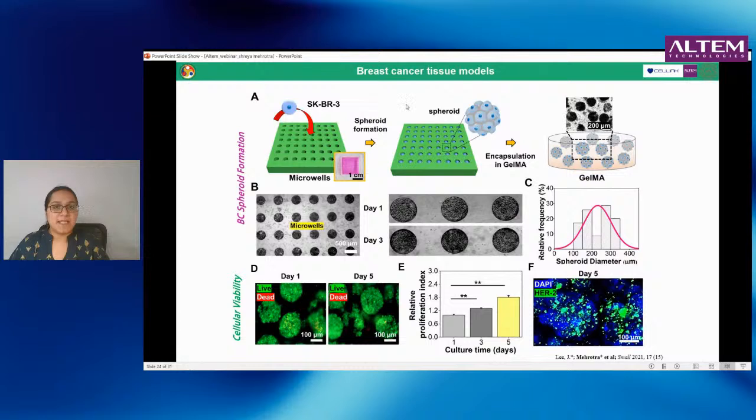We then formed the breast cancer tissues in the microwells, and these PDMS spheroid-like structures were then put inside a gel to form an organoid kind of system, which displayed good viability as well as an expression of the HER2 marker, which is a breast cancer marker.